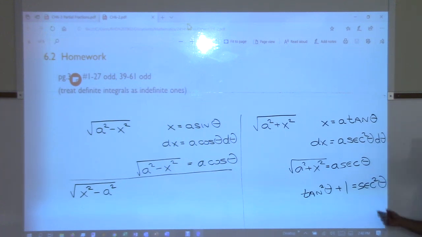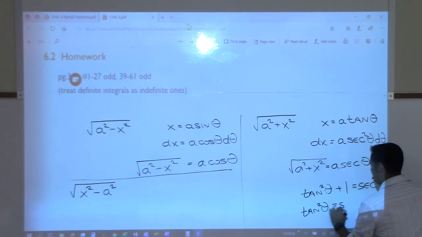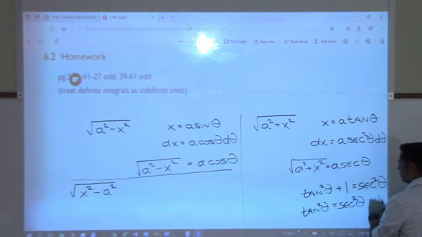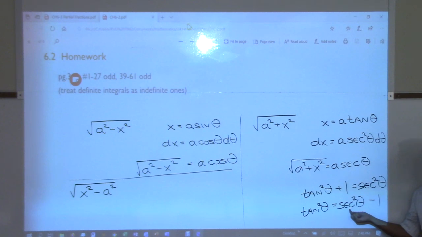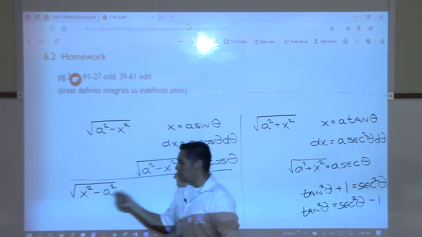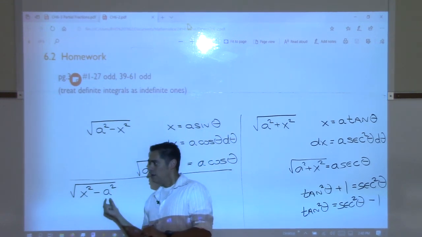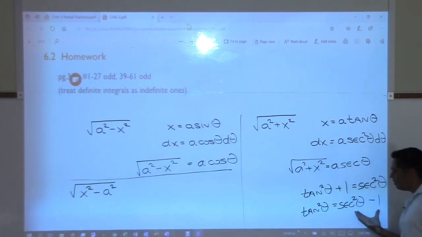If you were to take this and try to make it look like that over there, you need to move the 1 over to this side, wouldn't you? And then it would look like this. Tangent squared theta equals secant squared theta minus 1. So you have something trig squared minus 1. The x is always your trig thing. The a is always like the 1. So this is some trig thing squared minus 1. And that's this, right?